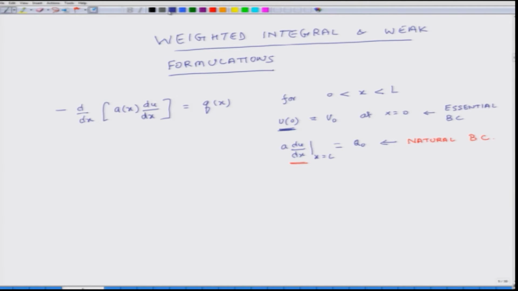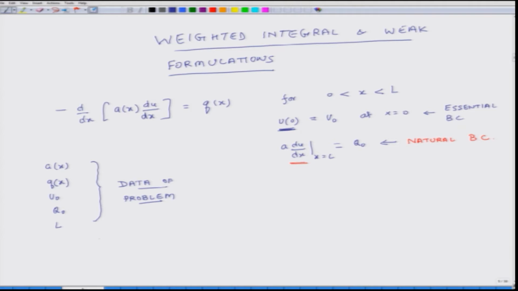A couple of other things. A of x is known, it is a function of x. Similarly, q of x is known, u naught is known, which relates to this boundary condition, q naught is also known, and L, which is the value of x, all these are known things. So, all these are referred to as data of the problem. Whatever we know about the problem, that is referred to as data of the problem.